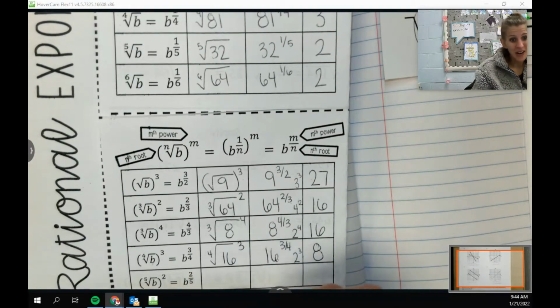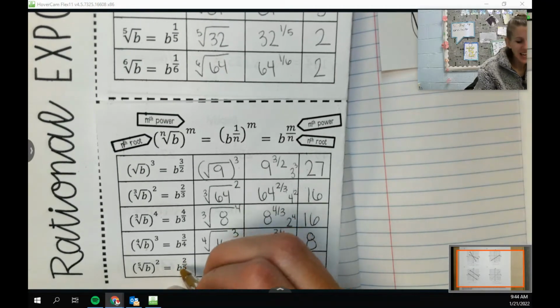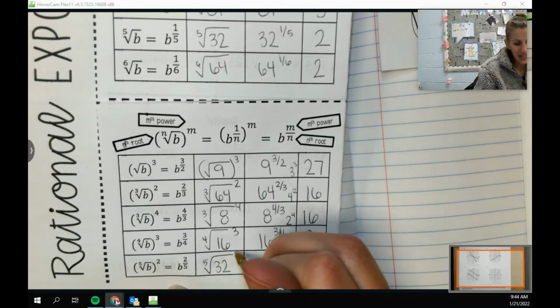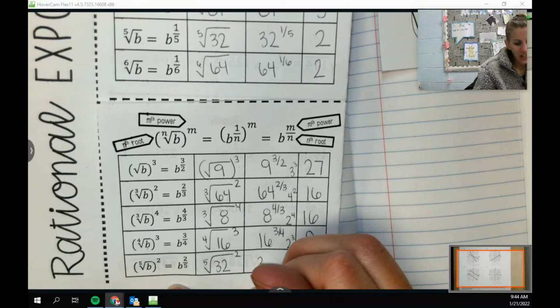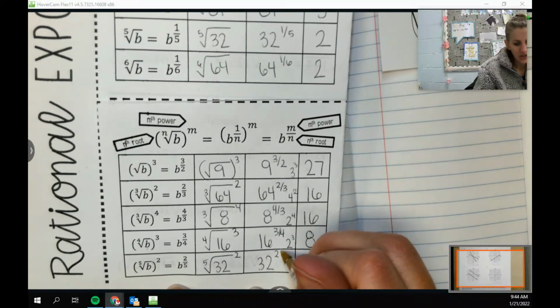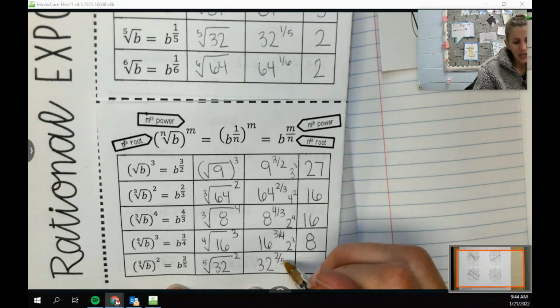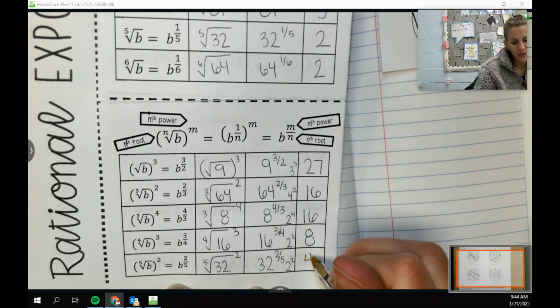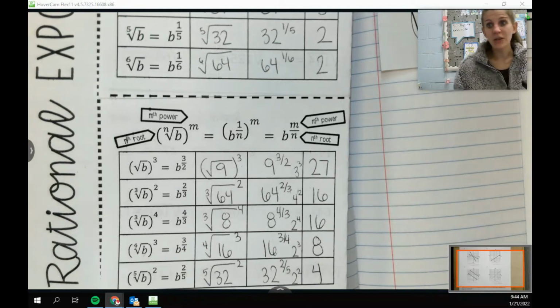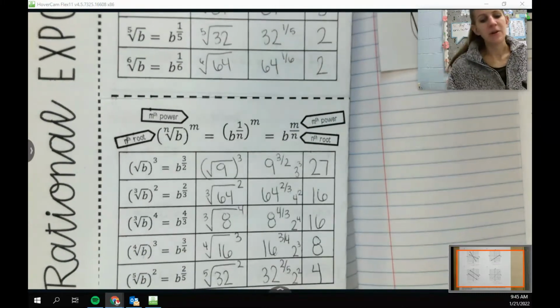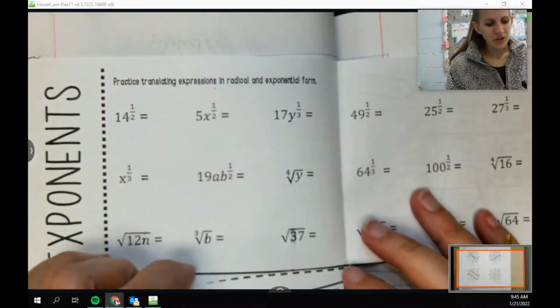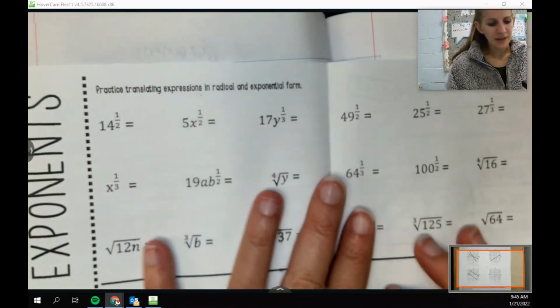I could go even bigger. So if we had the 5th root of 32 to the 2nd power, we could really call that 32 to the 2/5 power. So the 5th root of 32 is 2, squared is 4. So I'm always doing the root first if I can, and then raising the power after. Okay, so now we just got a bunch of examples down here.